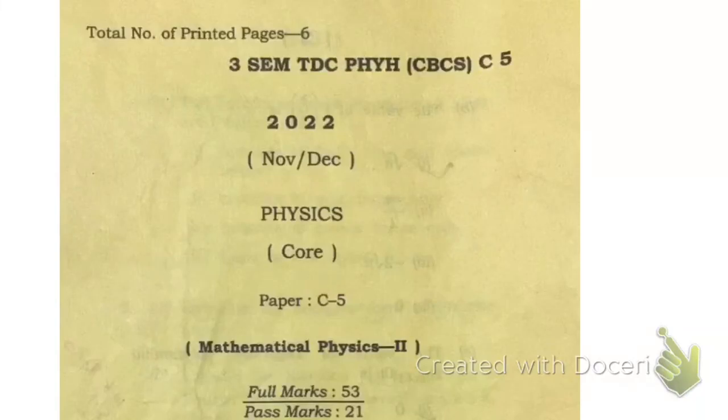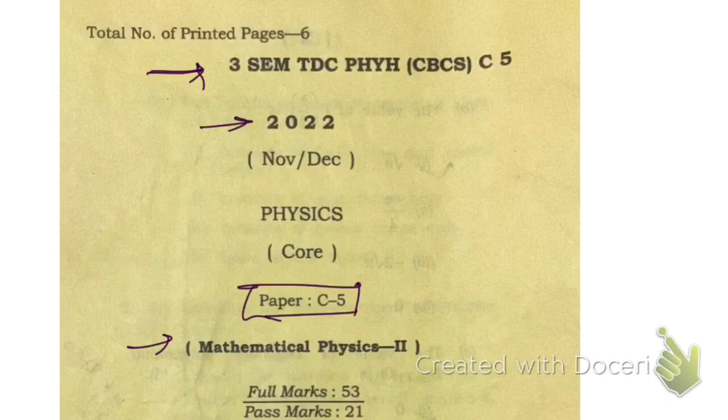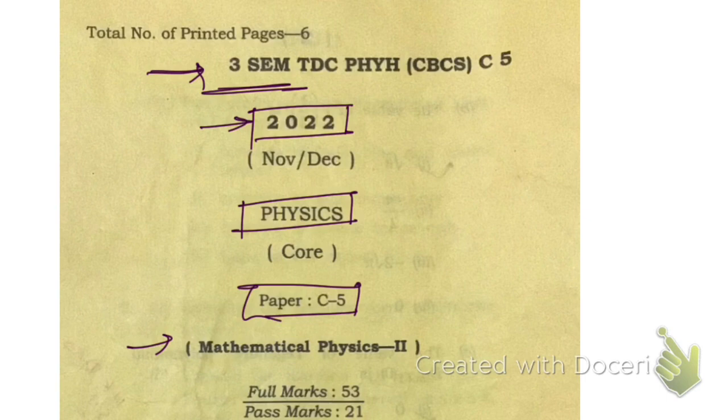Hello friends, in this video we're going to start a new paper of 2022, C5 paper, Mathematical Physics, Dibrugarh University. This is the 2022 third semester BSc Physics paper, and in the last video we completed the paper of 2021. If you want to watch those videos, the link of the playlist is given in the description box.